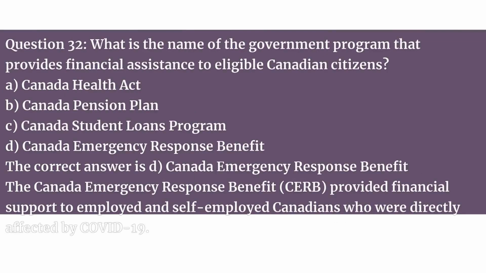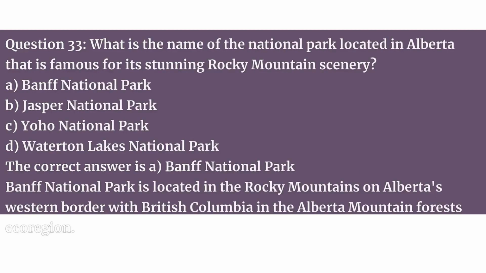Question 32. What is the name of the government program that provides financial assistance to eligible Canadian citizens? A. Canada Health Act. B. Canada Pension Plan, C. Canada Student Loans Program, D. Canada Emergency Response Benefit. The correct answer is D. Canada Emergency Response Benefit. The Canada Emergency Response Benefit, CERB, provided financial support to employed and self-employed Canadians who were directly affected by COVID-19.